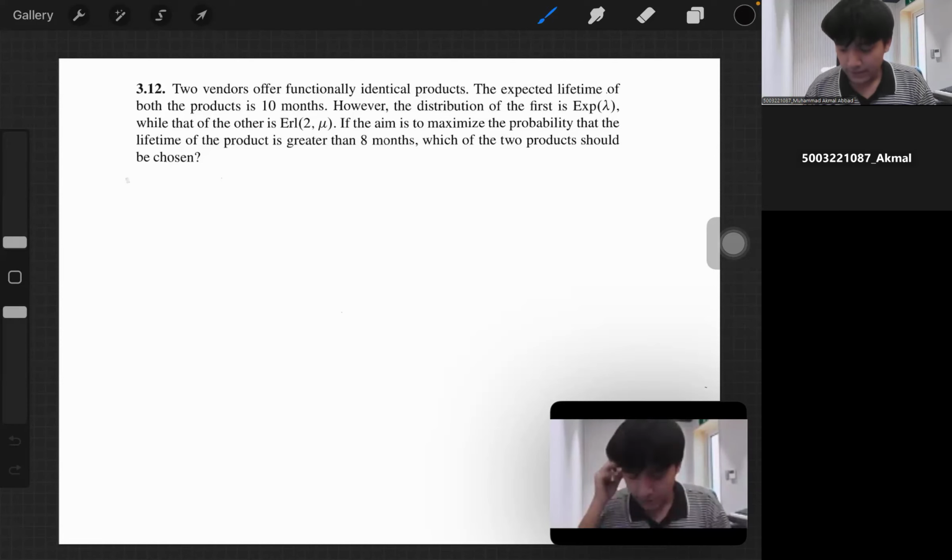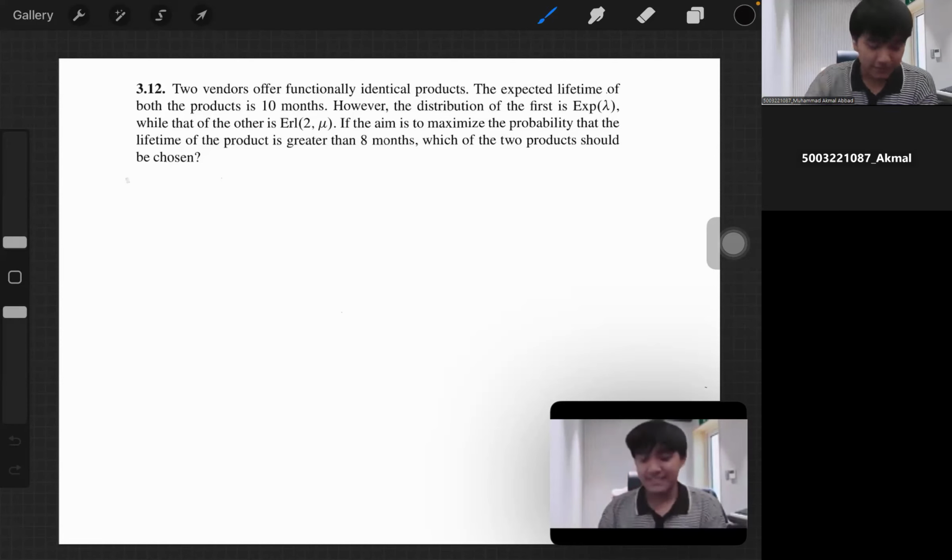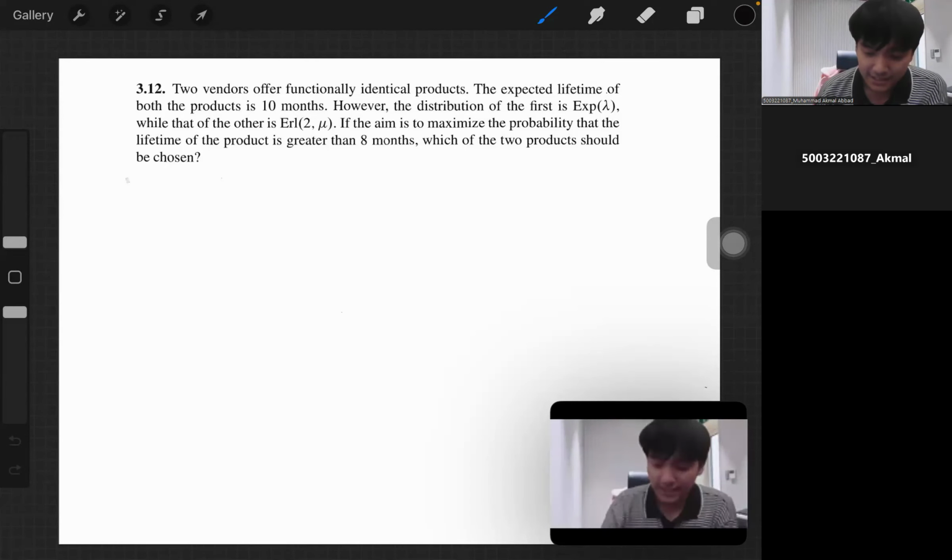So today I will present my answer for the questions 3.12 and 3.13. The first one is 3.12. This question is: the vendor offers functionally identical products. The expected lifetime of both products is 10 months. So this means that the mean is 10 months.